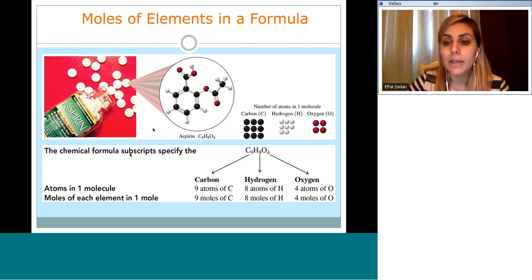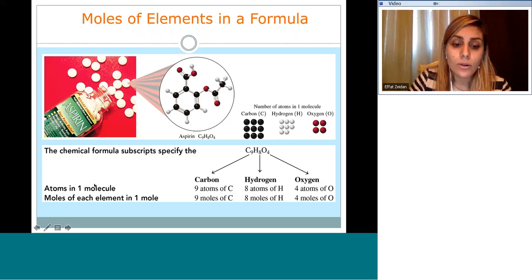Now for the chemical formula, we're taking an example of a formula. So there's aspirin. This is the formula of aspirin. So the number of atoms in 1 molecule of aspirin: there are 1, 2, 3, 4, 5, 6, 7, 8, 9. Okay, 9 carbons. How many hydrogens? 8 hydrogens. How many oxygens? 4 oxygen atoms in 1 molecule, right? So here are the atoms in 1 molecule. In this 1 molecule, we have 9 carbons, 8 hydrogens, and 4 oxygens.